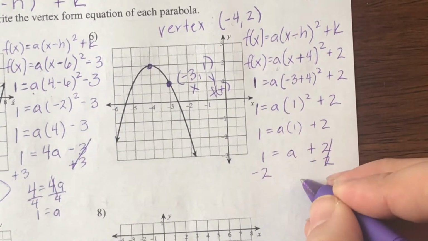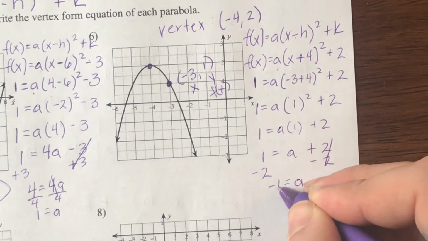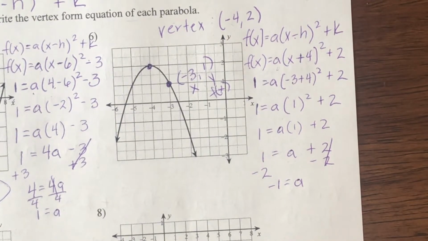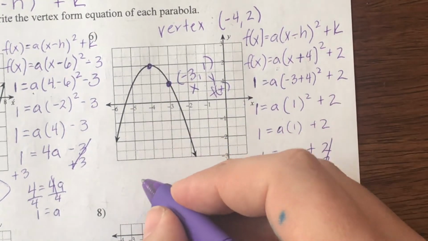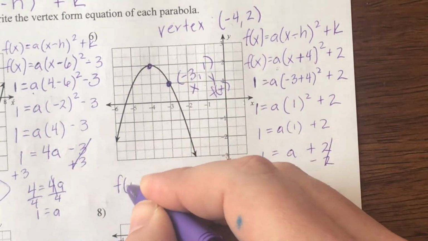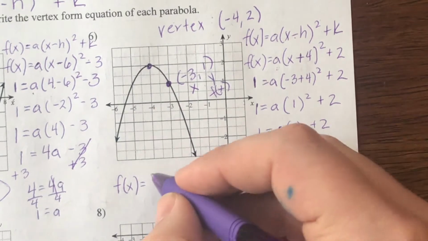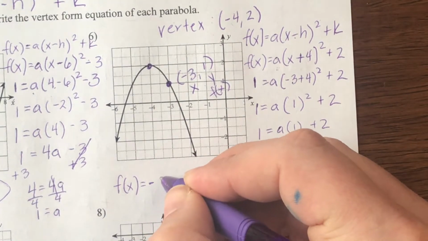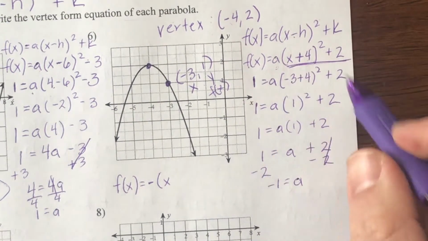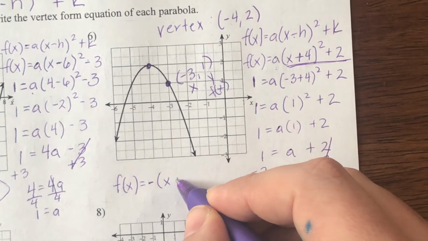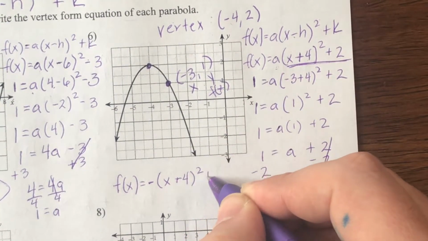You all know how to work equations. A equals -1. So it hadn't been stretched, it hadn't been shrunk. It just equals -1. So that means we're going to have f of x equals a is -1, or just simply negative. And then you're just going to come up here and rewrite that out: x plus 4 squared plus 2.